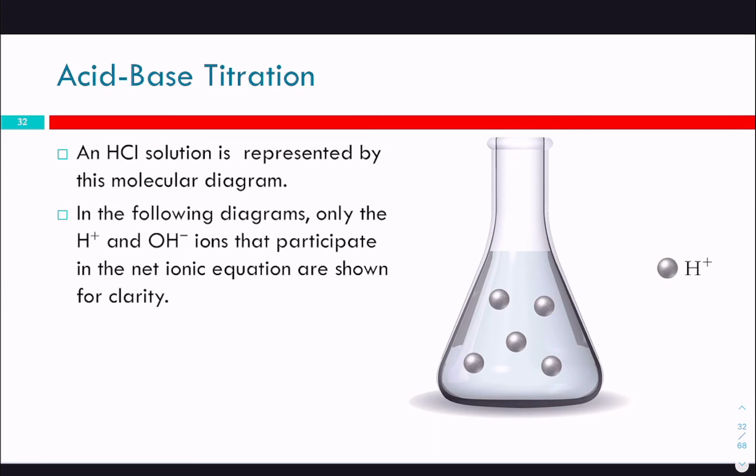So an HCl solution is represented by this molecular diagram, right? We've got hydrogens. It's not a very interesting solution. It's just hydrogens in water. In our following diagrams, only the hydrogens and OH minus ions that participate in the net ionic equation are shown for clarity. So we're just going to be looking at the ones participating. As you can tell, there's no chlorine that is visible in the solution.